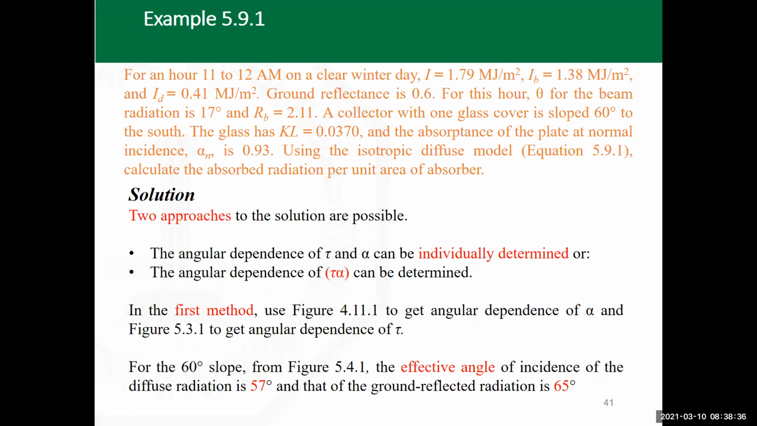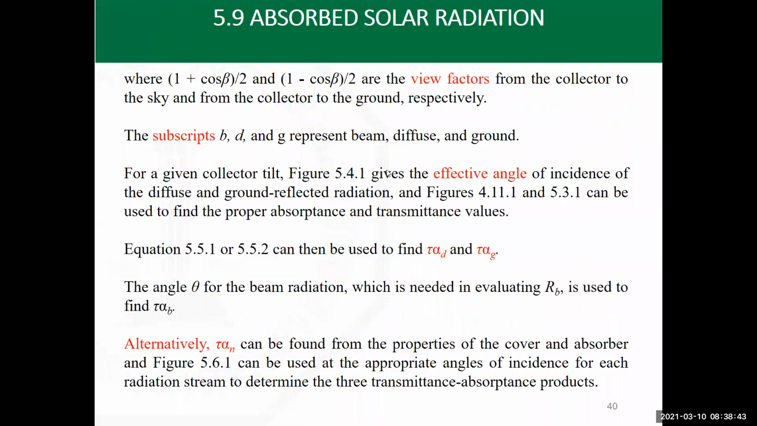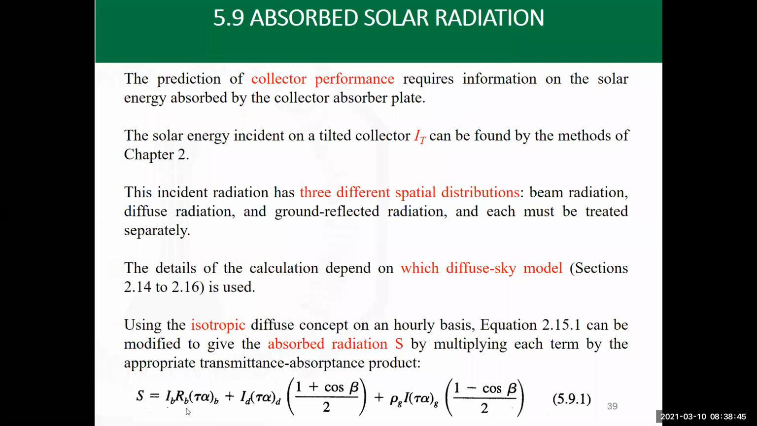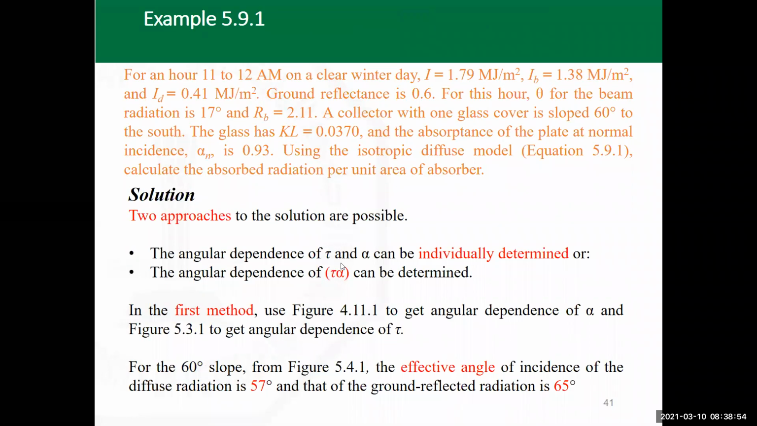The three components are needed in the expression for the radiation on the tilted surface. I'll go back a little bit here and see that we have the I beam component, ID, which is the diffuse component, and the total component I. So all of them are needed, and they are given here in this example.